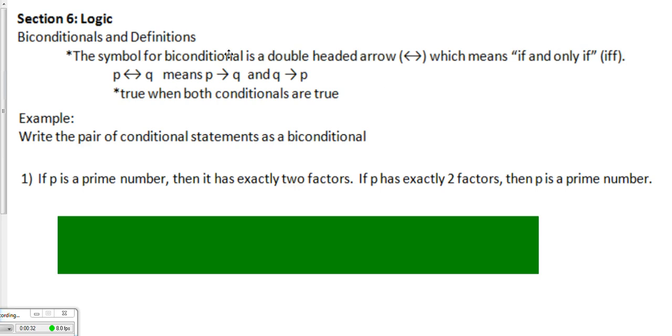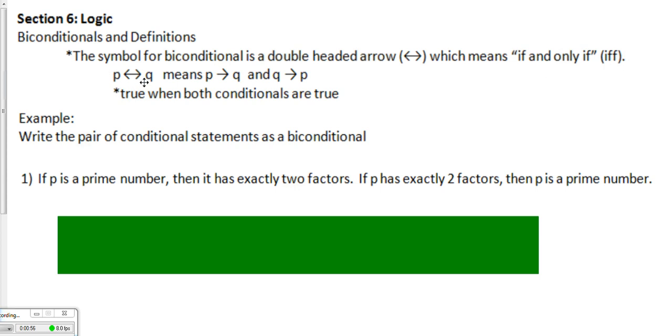A biconditional is basically just saying both directions for this statement must be true. The symbol for a biconditional is a double-headed arrow. You can see that arrow kind of goes in both directions. And you would pronounce it when you see that as if and only if. You can write that as the word "iff" with two F's. You would pronounce this as if and only if.